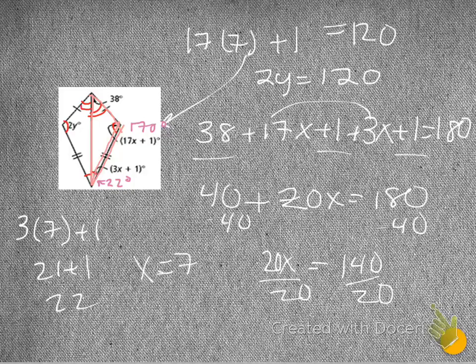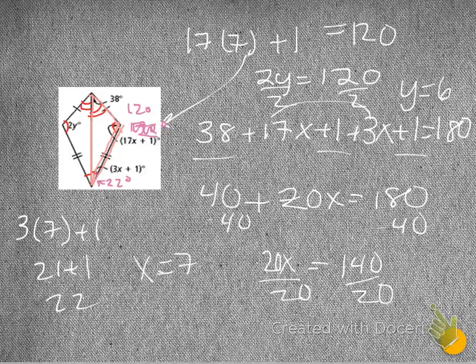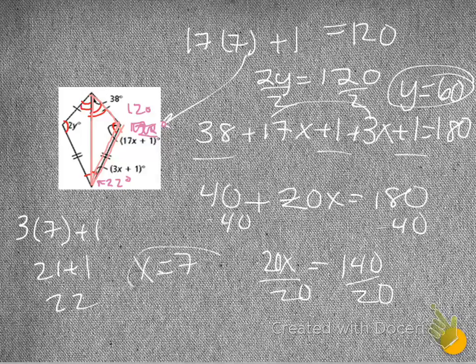I miswrote that 120 on there. 120. Ooh, that was really ugly. 120. All right. So now we're going to solve for that y, because those angles should be congruent, so we could set them equal to each other. So divide by 2. So y should equal 60. So now we have x and we have y.